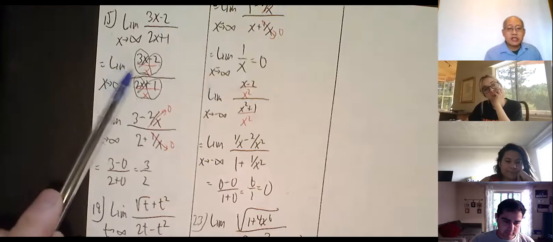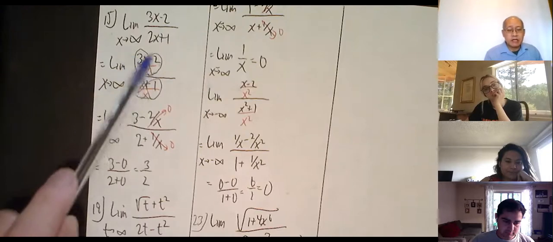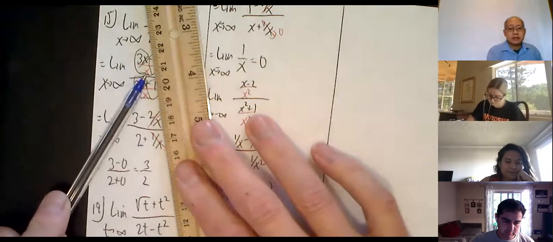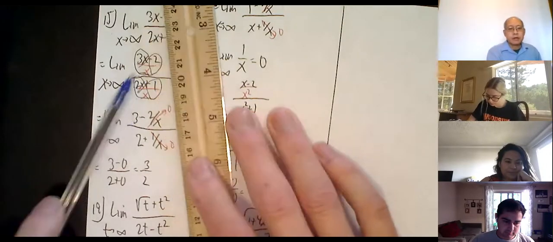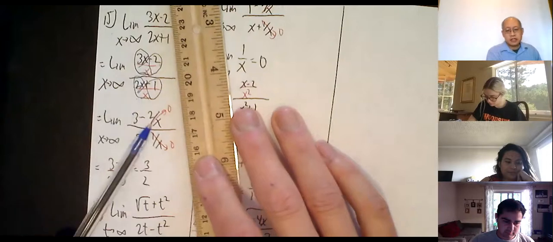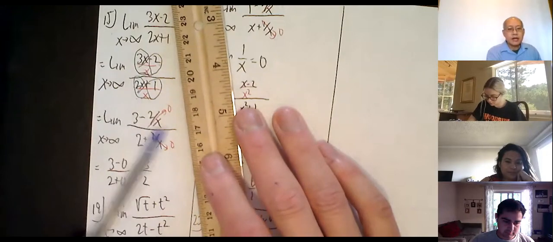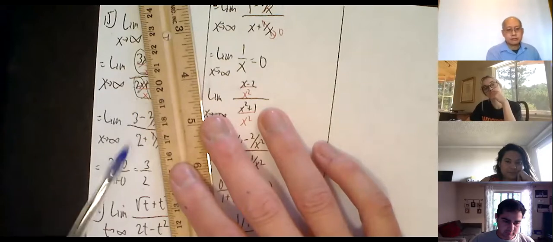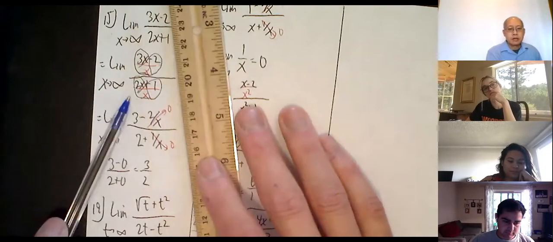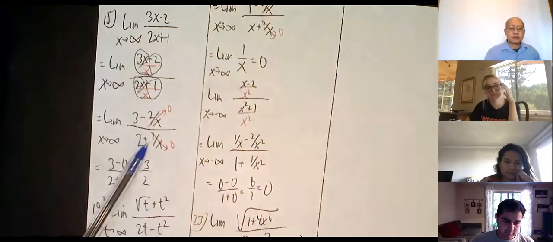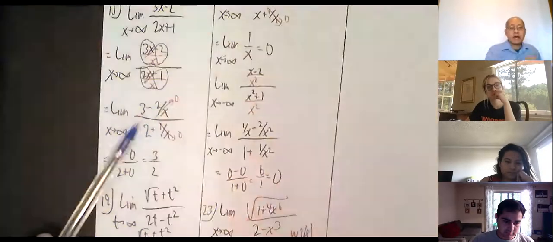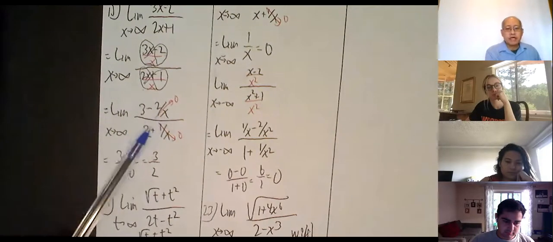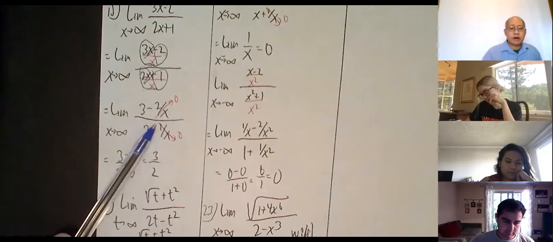Okay. Now you actually do the division. That's what I mean by these lines here. So what is 3x divided by x? 3 minus 2 over x is just 2 over x. Divided by, what is 2x over x? 2. Plus 1 over x is just 1 over x. Okay. So now I have the limit as x approaches infinity of 3 minus 2 over x divided by 2 plus 1 over x.